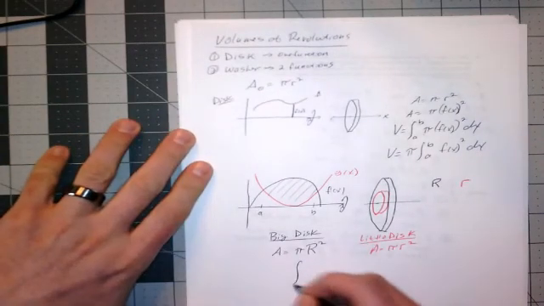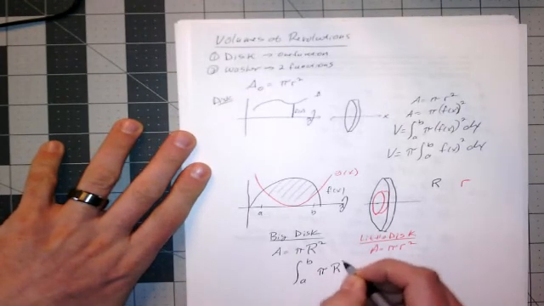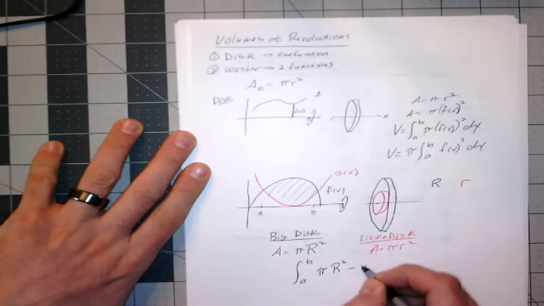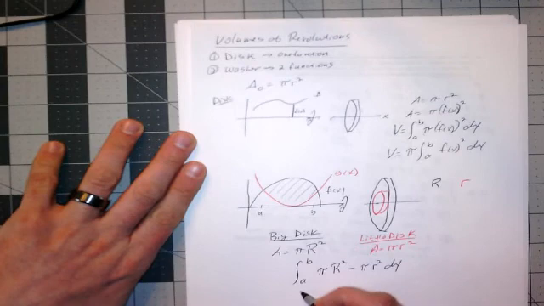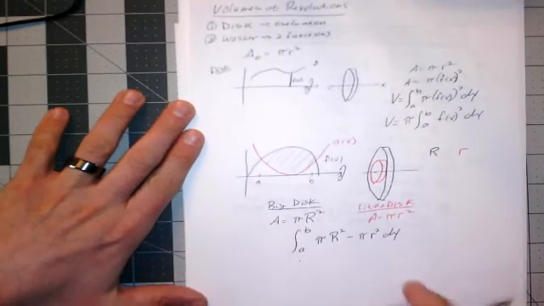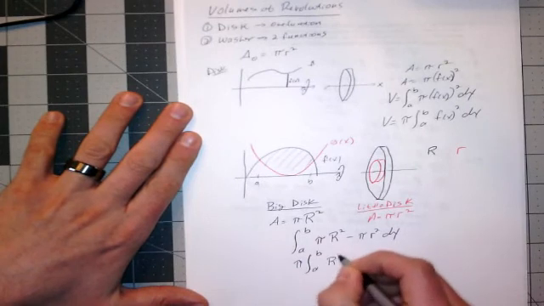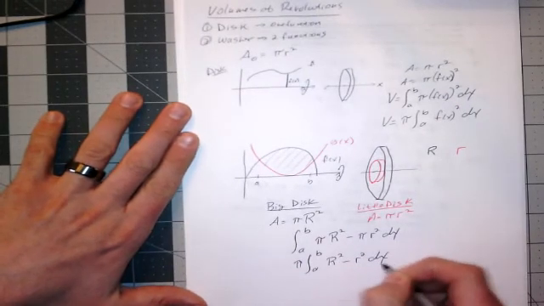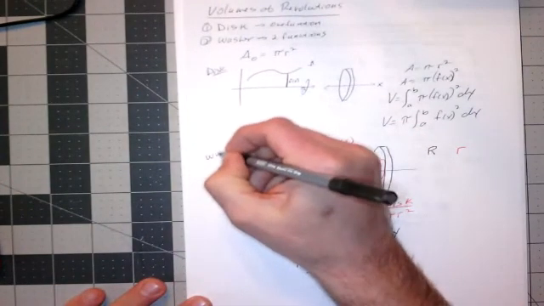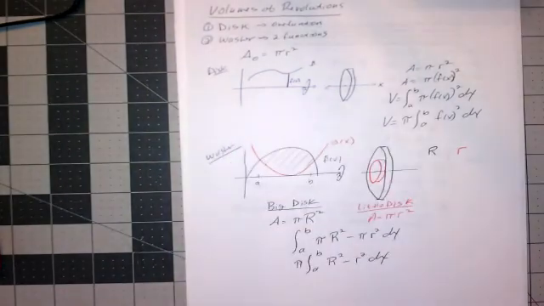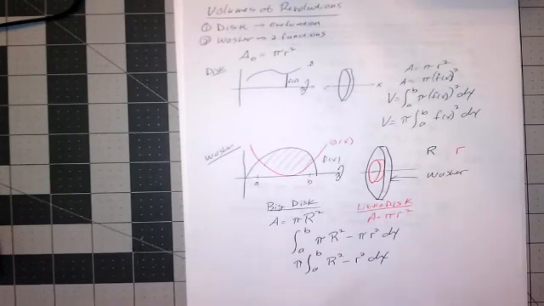So it'd be the integral of a to b pi big R squared minus pi little r squared dx, and then we just factor out our pi. Pi, the integral a to b big R squared minus little r squared dx. And that's how, this is called the washer method. And that's how the washer method works, because this picture here is a washer.